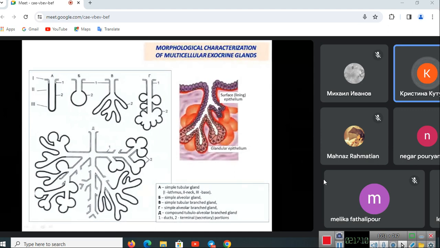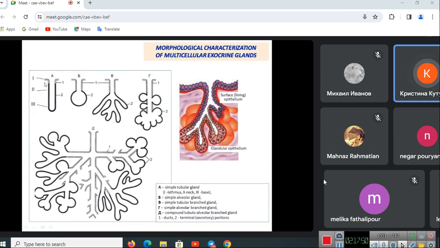It means that based upon this classification, you should be able to give the full name for any gland, the diagram of which you see. How does it work? Look at this picture. This whitish, lighter area is the duct, and the dark black is the secretory portion. So this will be a simple, non-branched tubular gland.